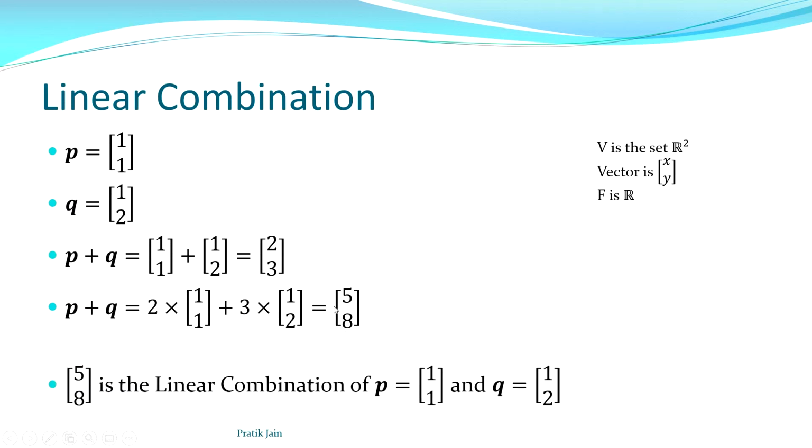Now linear combination is this. So 5 comma 8, the new vector, can be called a linear combination of P and Q. Why? It's like this. This is linear because you're just multiplying with the scalar, and there's an addition as well, and there's a combination, so you're combining this vector and this vector, right? So 5 comma 8 is a linear combination of P and Q.